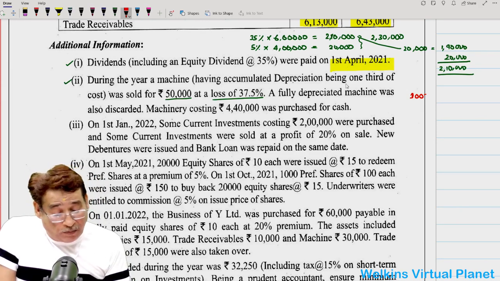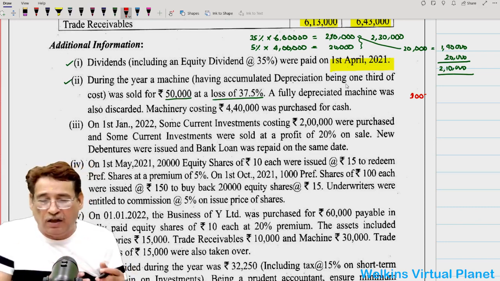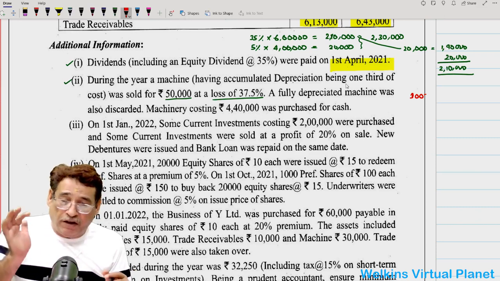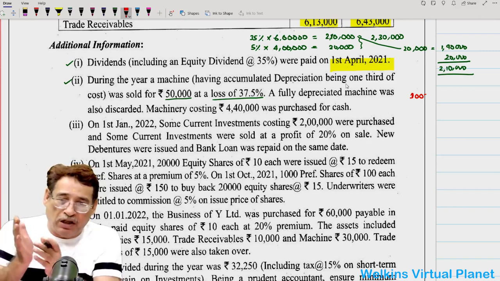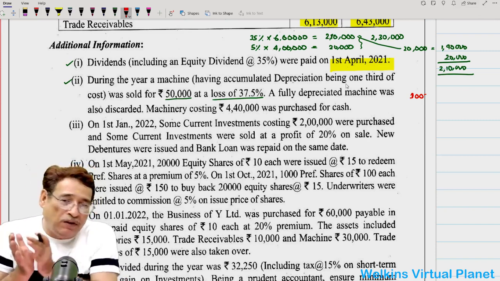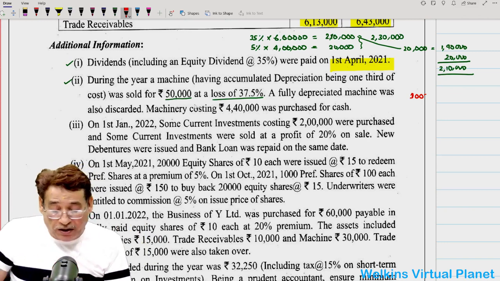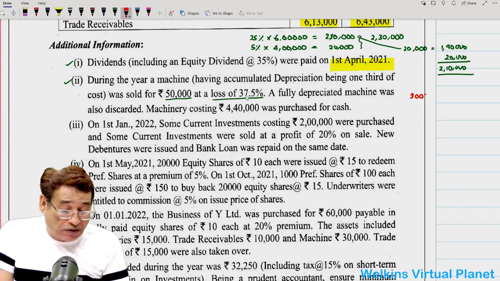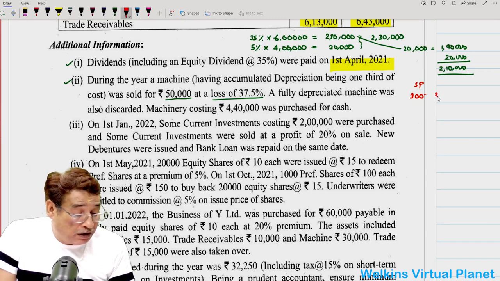During the year, a machine having accumulated depreciation being one third of the cost. That means whatever machine we are selling, when we sell the machine, first of all, we subtract accumulated depreciation from the cost, then we find out the written down value. Then we compare it with the selling price to know our loss or profit. Now, the question is telling that we sold the machinery at a loss of 37.5%. Suppose 100 is the selling price and 37.5 is the loss.